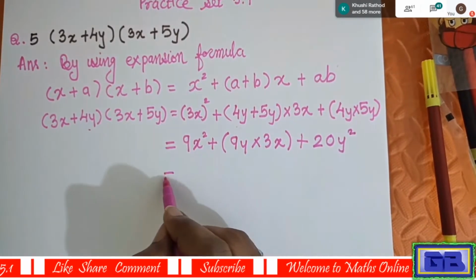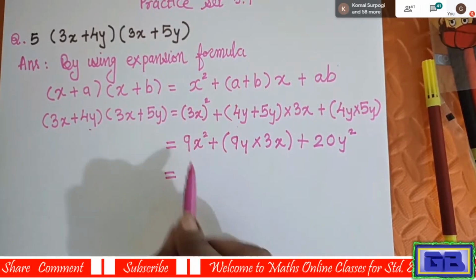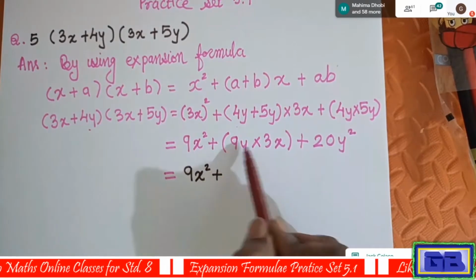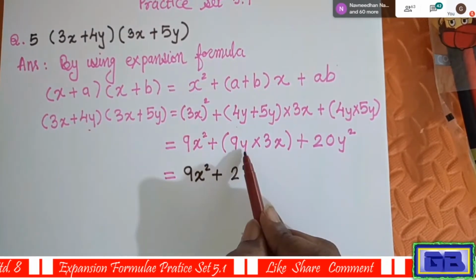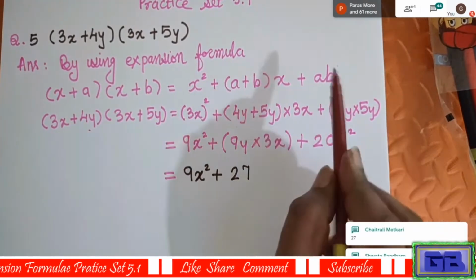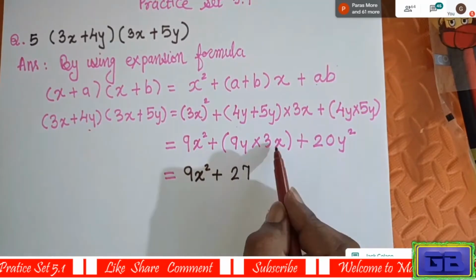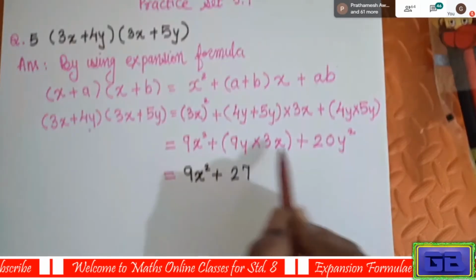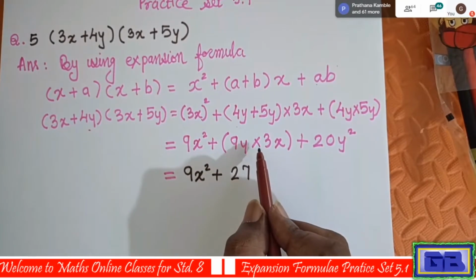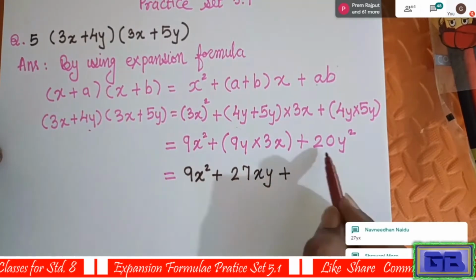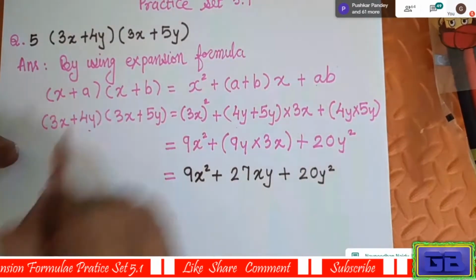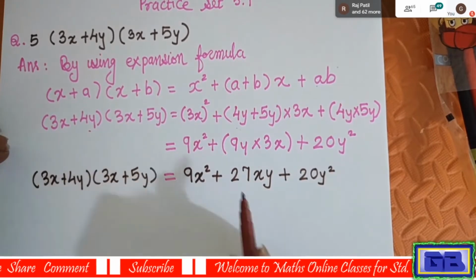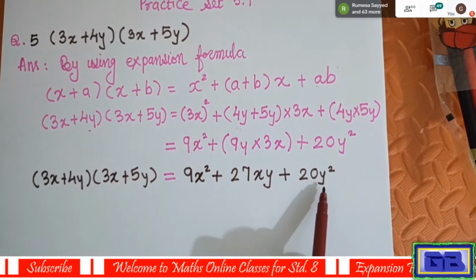Now the last thing left is the multiplication of this bracket. 9x² take down as it is, plus 9 threes are how much? 27. And these terms are unlike terms, so how we wrote this ab, in the same way we have to write y into x, xy. Sorry, Amjad, what did you say? 27xy. Correct. 27yx or xy, both are correct, but we follow alphabetical order. Therefore 27xy plus this 20y² as it is. This is our final answer. You can write the question here: (3x + 4y)(3x + 5y). The answer is 9x² + 27xy + 20y².